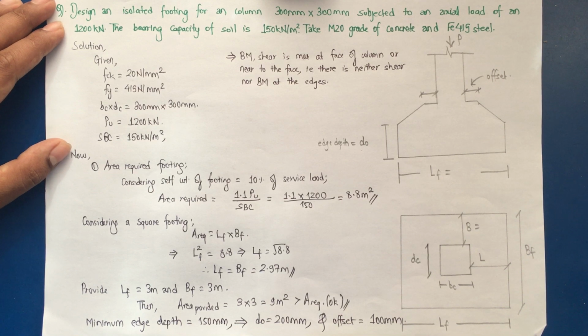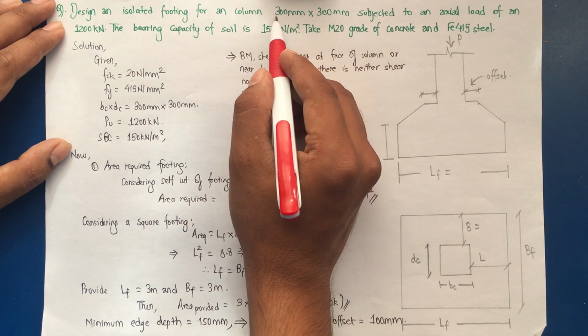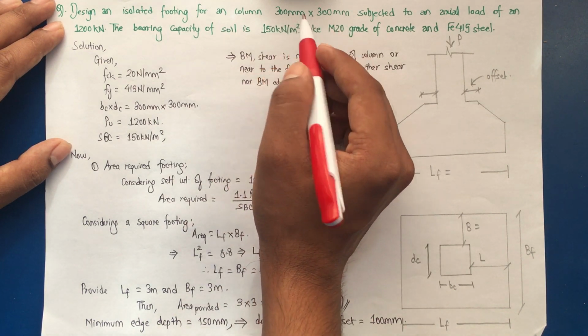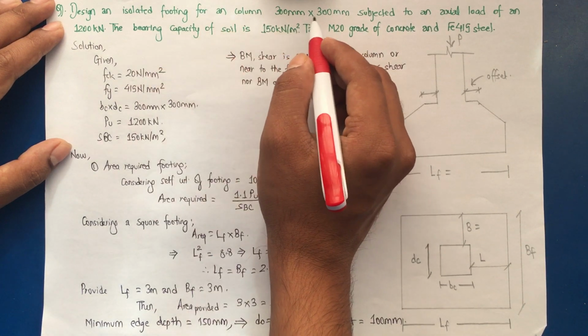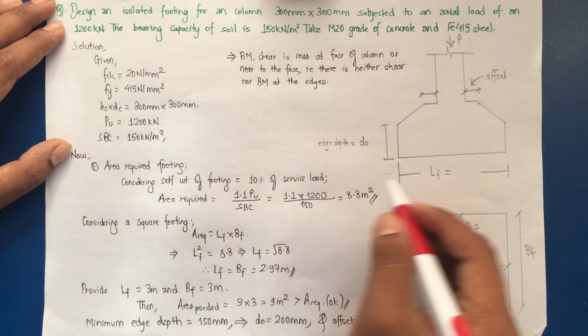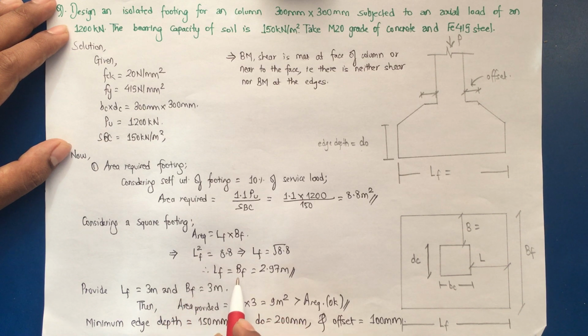And considering a square footing, that is, we will provide footing in respect to the dimension of column, ratio of width and depth of column. So square footing will be provided, and area is equal to LF into BF. LF square is equal to 8.8, so we'll get LF equal to BF as 2.97, and rounding off the value we get LF as 3 meter and BF as 3 meter. So the area provided will be 9 meter square, which is greater than the area required.